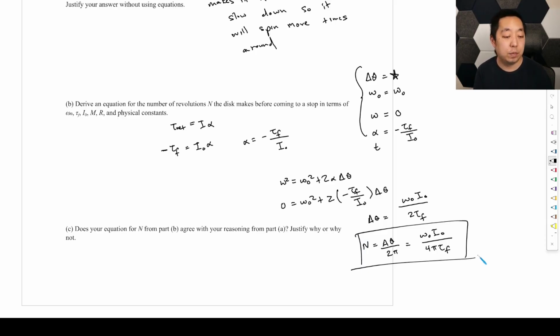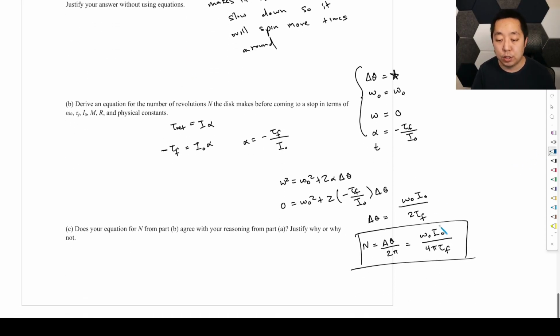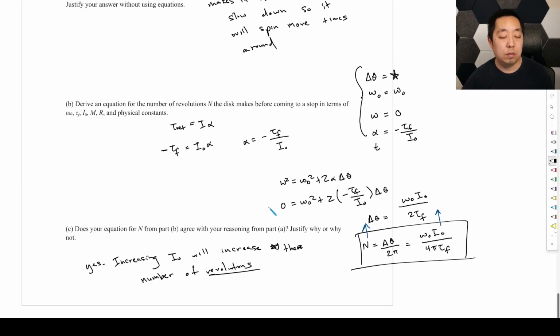of revolutions there. Does this agree with our reasoning in part A? Our reasoning in part A was that when we add in a mass, we increase the rotational inertia. So the I0 goes up. And if the I0 goes up, the N goes up, so we'll say yes. Increasing I0 will increase N, the number of revolutions. Okay? And that is how we handle problems like that.